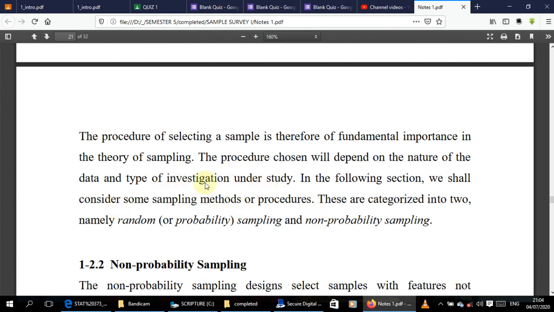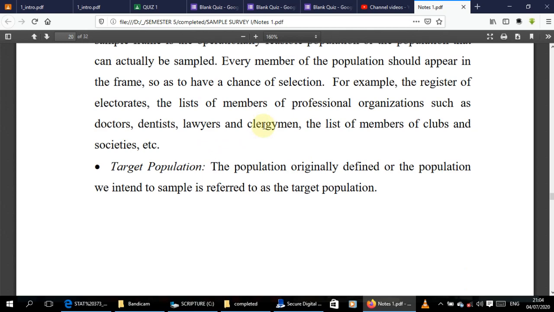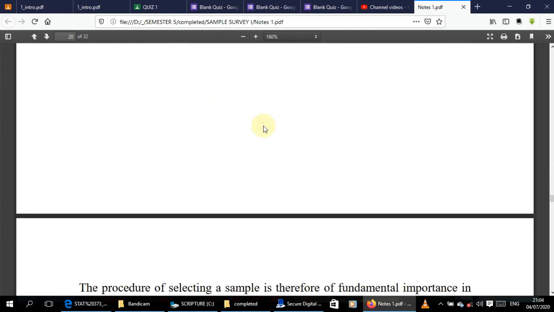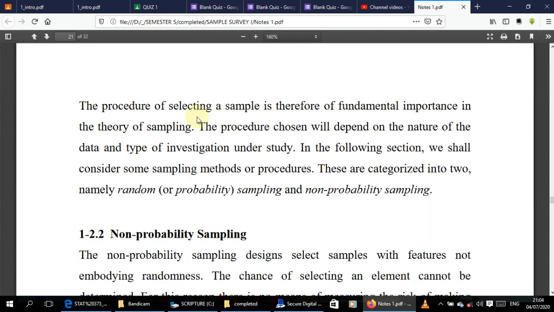All right. So now that we are done with those terms, we have explained those terminologies, we will delve into how you can take samples. That will be scheduled for another video.